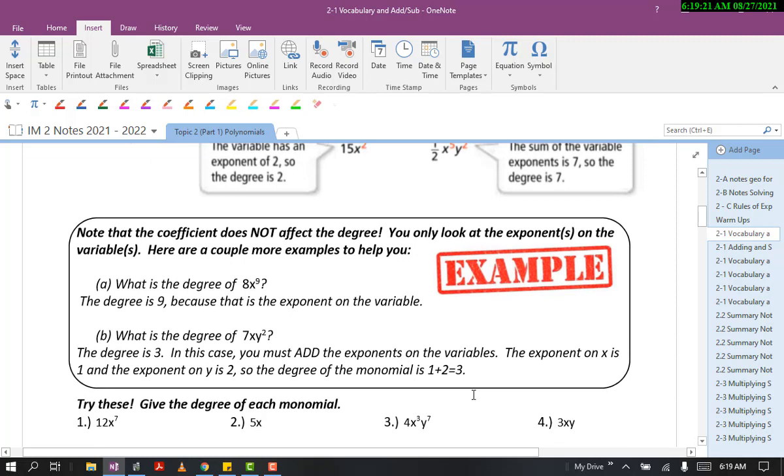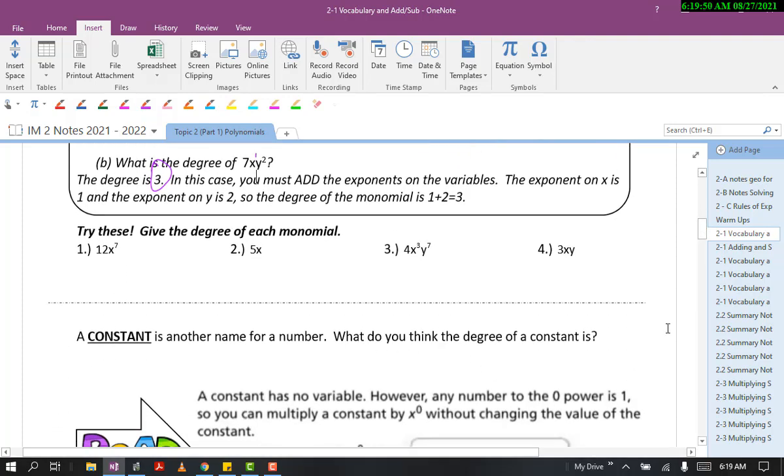So, two more quick examples. What is the degree of 8x to the 9th? Well, degree is 9 because there are 9 x's. There's no other variables there, no other exponents, so that's it. The degree of 7xy squared, well, we have 1 x, 2 y's, for a total degree of 3. In this case, we had to add up the exponents because there were two different variables.